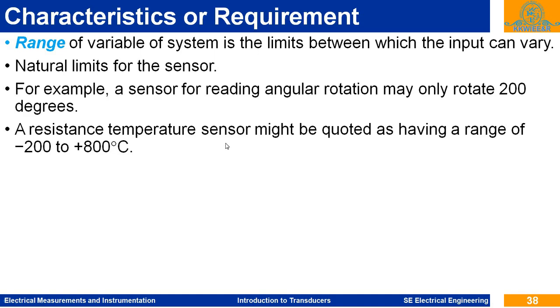A resistance temperature sensor might be quoted as having a range of minus 200 to plus 800 degrees centigrade. If we have to measure 1500 degrees centigrade, this range is not suitable. So we have to select another device which has a higher temperature range. These devices must have a large range for the measurement of a physical quantity or physical parameter.